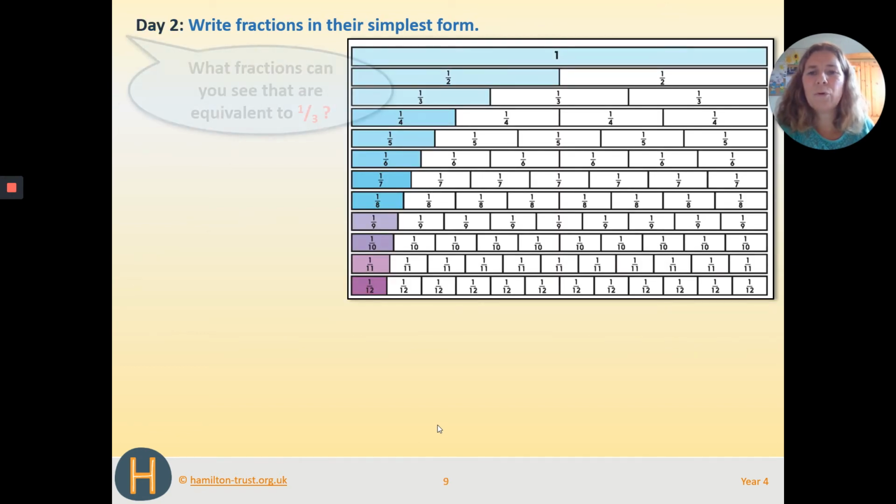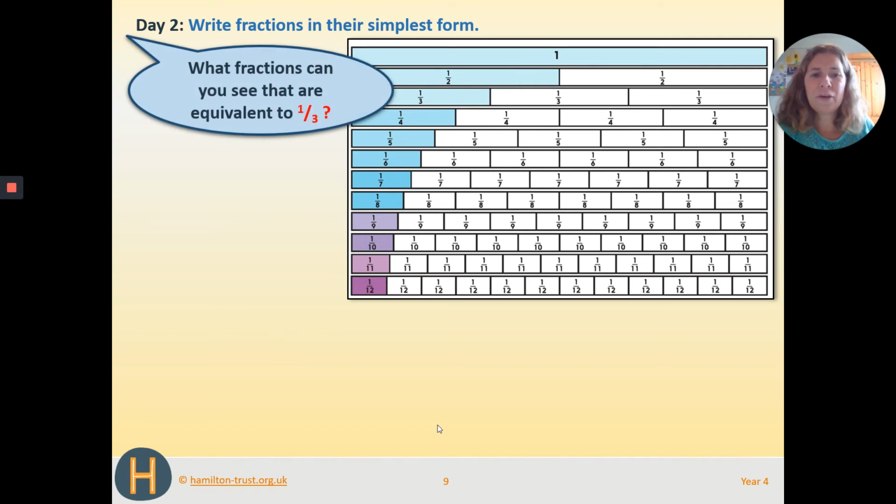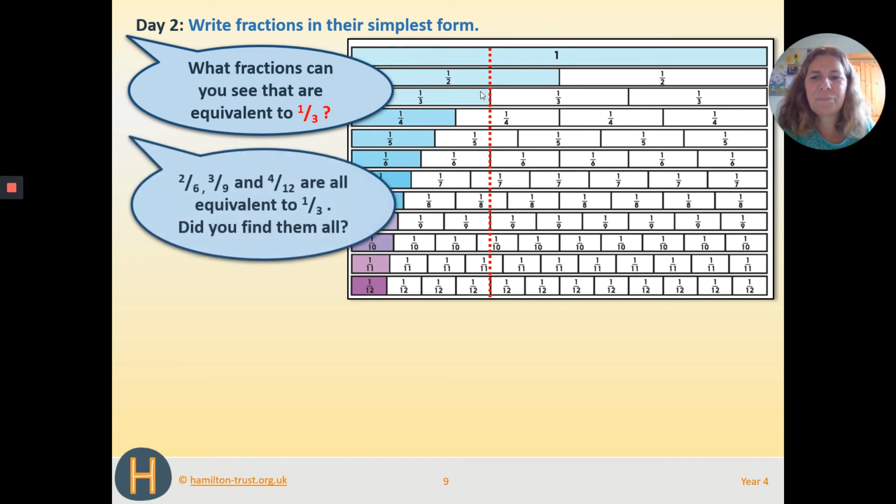Back to our fraction rule. Let's see about a third. Let's find 1/3. And now we're going to draw our red line down the bottom, all the way through a third. And where it matches up, we're going to see what fractions are equivalent to 1/3. Have a look, speak them to the screen, and then we'll check if you're right. Let's see. 2/6, 3/9 and 4/12 are all equivalent to 1/3. Did you get them all?